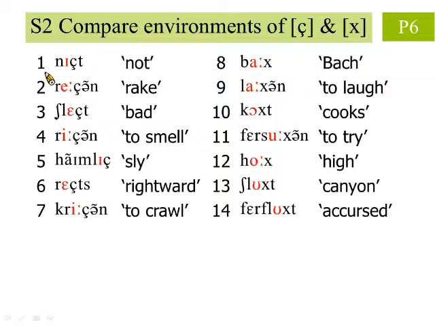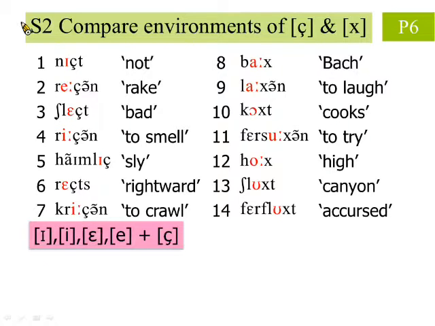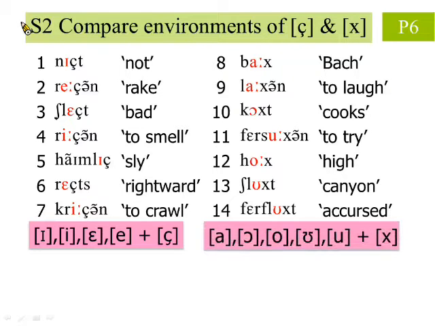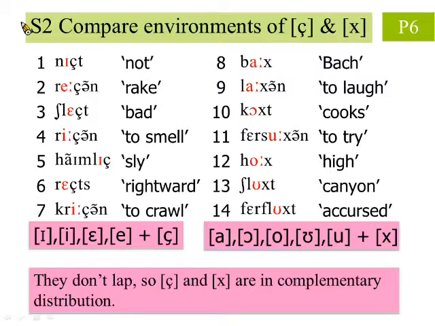In step 2, we compare the environments of sh and h. We color the vowels that appear just before these two sounds in red. After observing, we find that the sound sh must be preceded by the vowels e, a, or a. Meanwhile, the sound h must be preceded by the vowels a, o, u, or u. Because their sound environments do not overlap, so sh and h are in complementary distribution.